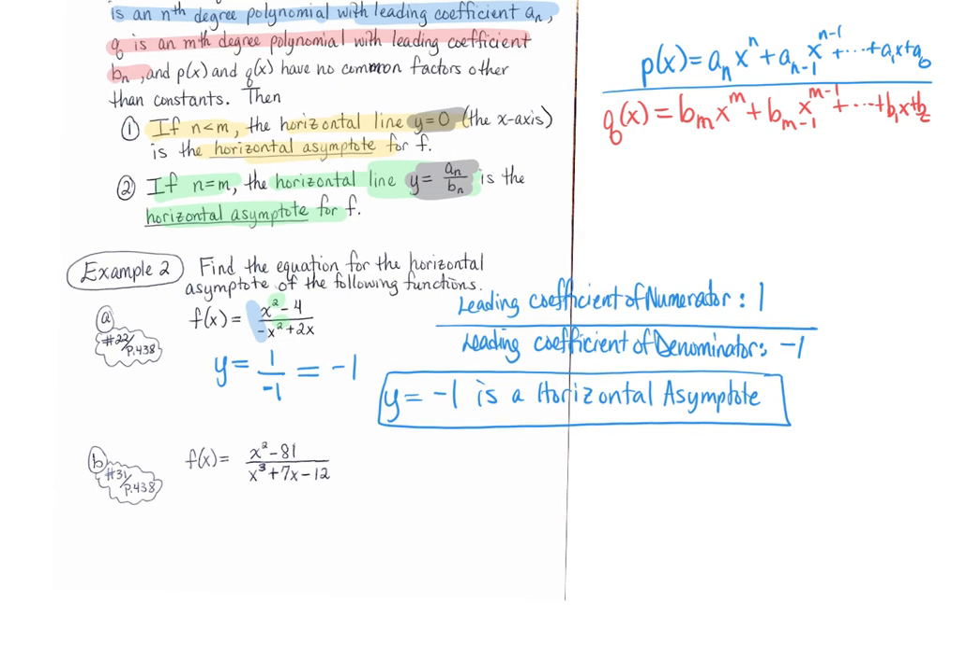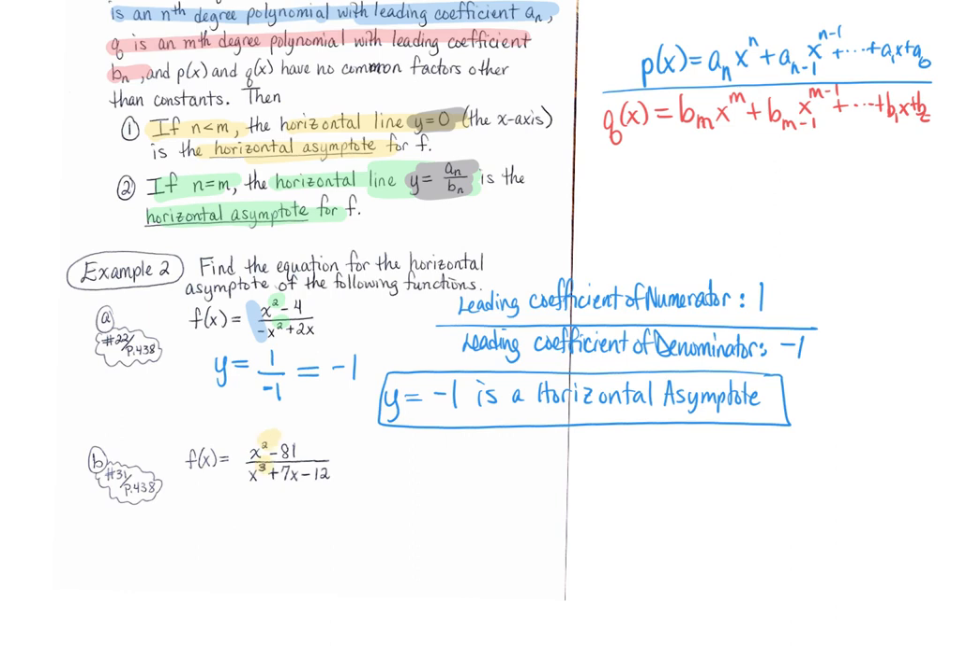Good. So let's talk about B. You have f of x equals x squared minus 81 over x cubed plus 7x minus 12. Which case are we in? The first one. We're in the first case, right? 2 is less than 3. Okay?